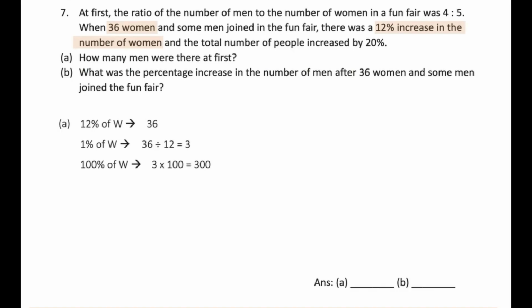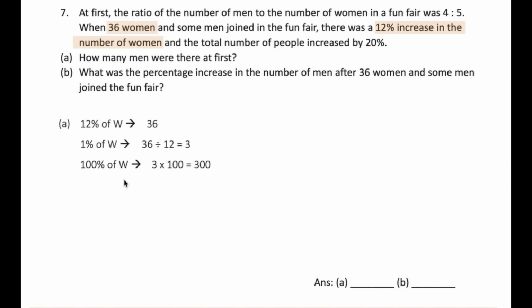Okay. Now, the total number of people increased by 20%. So this 20% relates to the women that have just joined. Correct. Because only, oh no, this is not 36 women. This 20% includes both men and women, right? 36 women and some men joined. Therefore, the people increased by 20%. Okay. How many men were there at first?